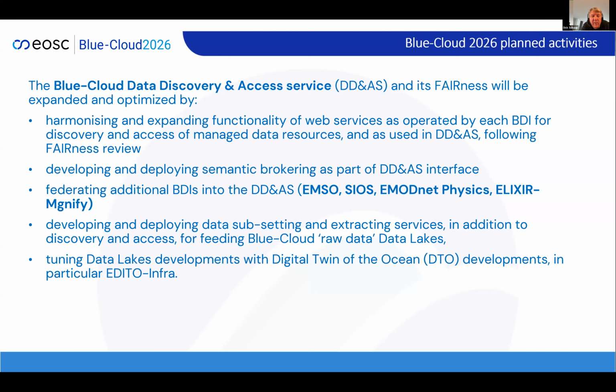semantic brokering part. We want to expand by having four more Blue Data infrastructures, like I said: EMSO, CEOS, EMODnet Physics, and Elixir Magnify. Also, we would like to note something else: what we see so far is a little bit like angling. We have a discovery mechanism, which has a metadata record, and the metadata record then corresponds to a data set. But sometimes such a data set can be quite large.